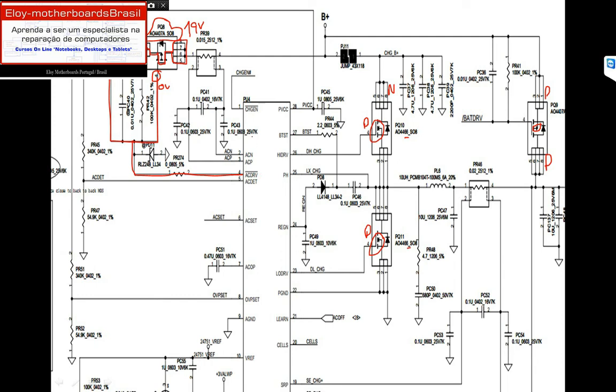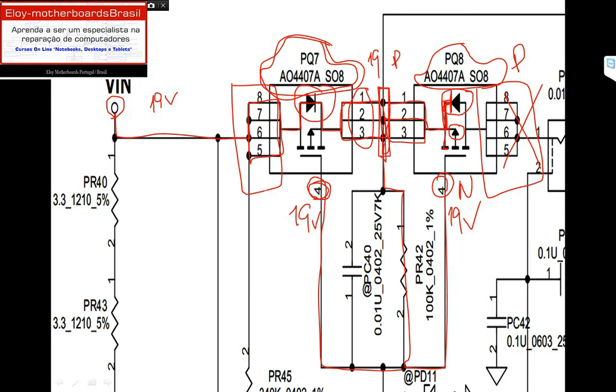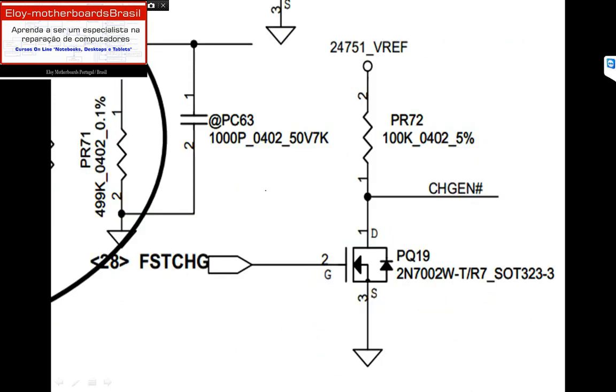We see this line on the top. I will explain on the next lesson what this line right here is. Everything that you see on the schematic means something. There's nothing there just because it is. No, everything means something. So both gates of PQ7 and PQ8 will need 0 volts, because it's a PNP.